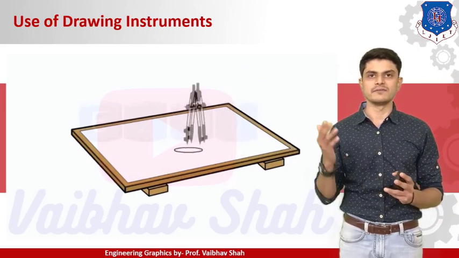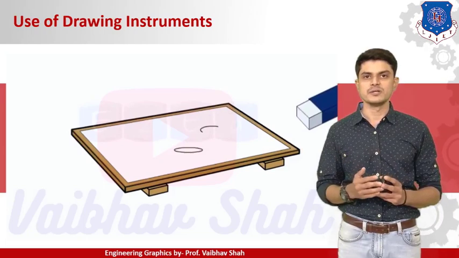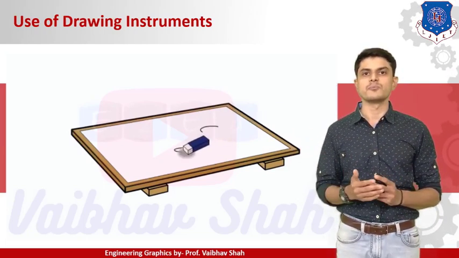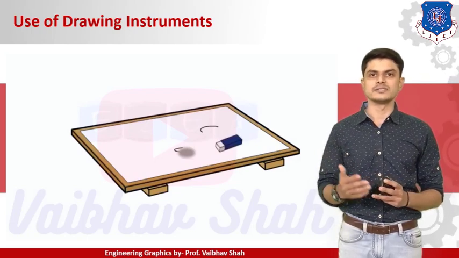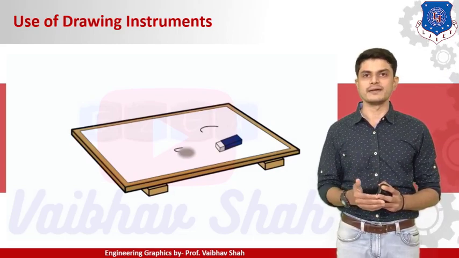Then after, we'll be having rounder. You can draw either circles or circular arcs with the help of the rounder. Then after, you need an eraser. You will be using this eraser to rub out a portion of your drawing sheet. So these are the applications of the elements of your drawing sheet. So now let us move ahead and see.